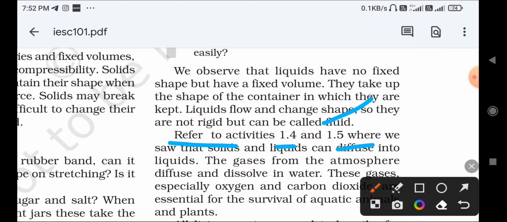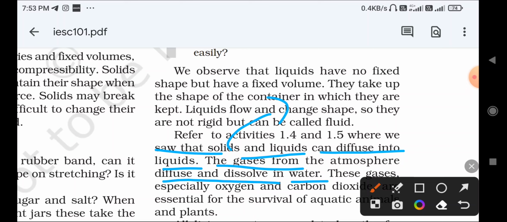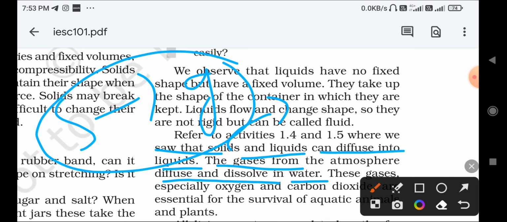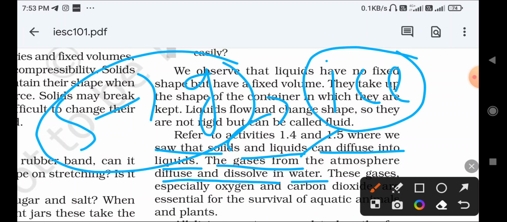We saw that liquids and solids can diffuse into liquids. Solids convert into liquids, and liquids convert into different types of liquids. The gases from the atmosphere diffuse and dissolve in water. Several solids can convert into other states. For example, ice is the solid state of water.